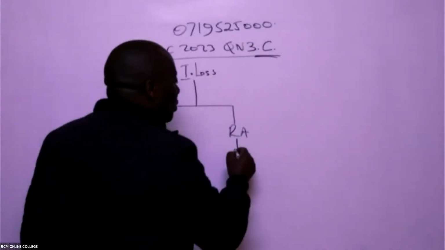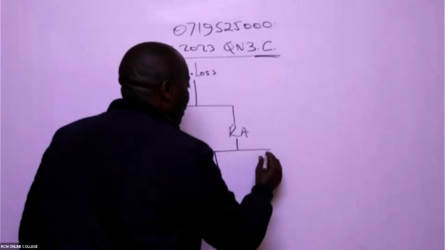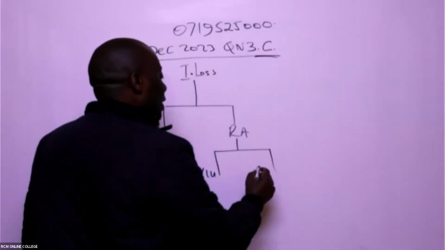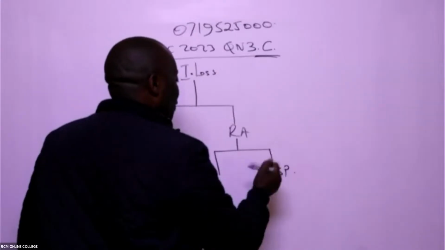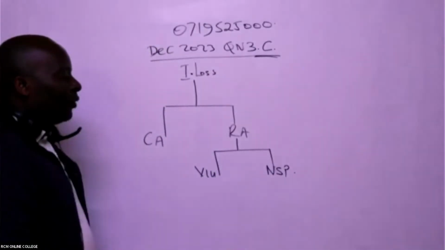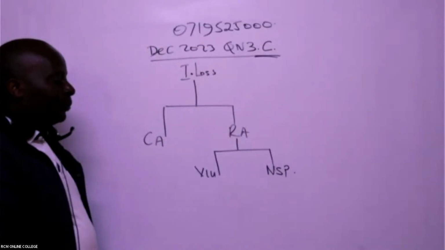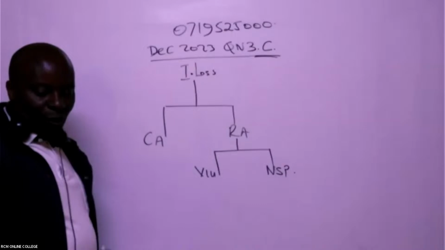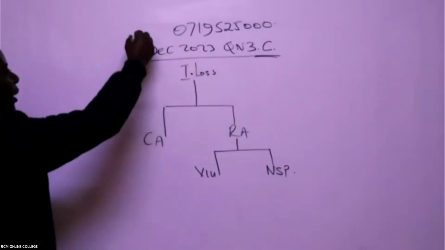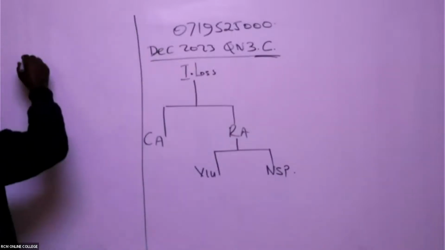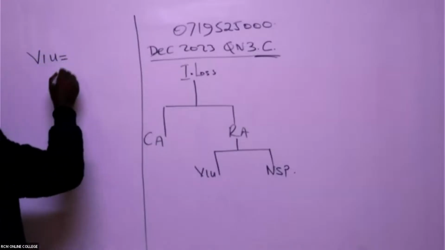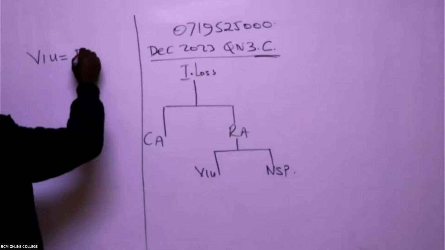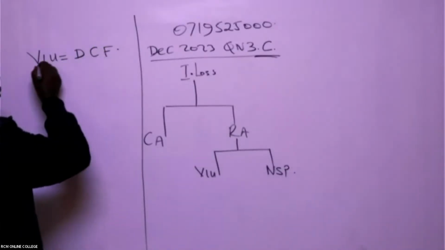And this RA has two further components: we have what we call the value in use, and then the net selling price. So I'll get the value in use first. And how do we get this value in use, my friends? To get the value in use, remember these are discounted cash flows.